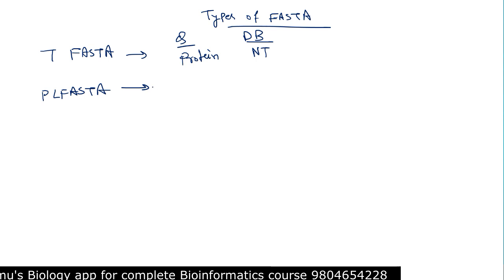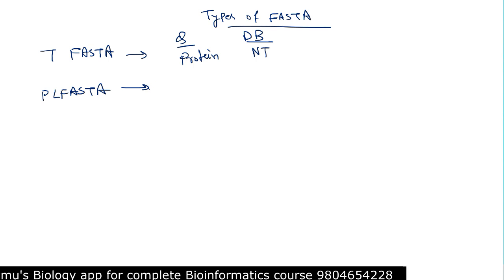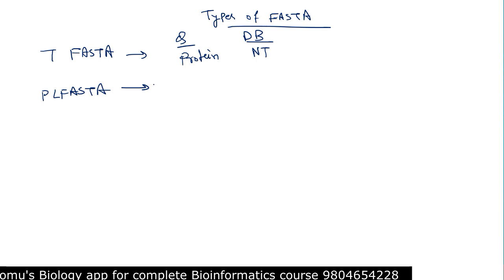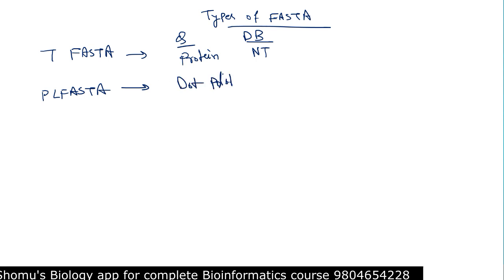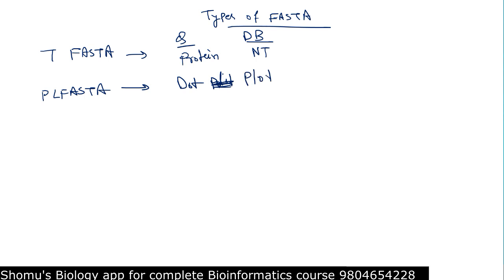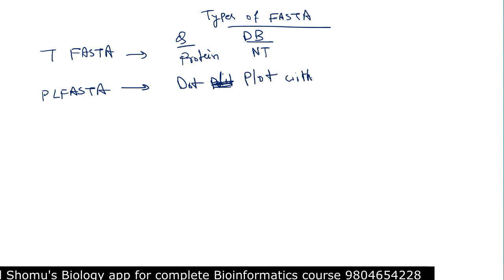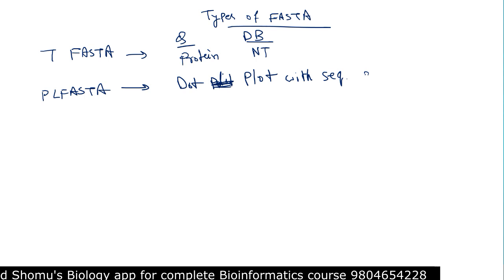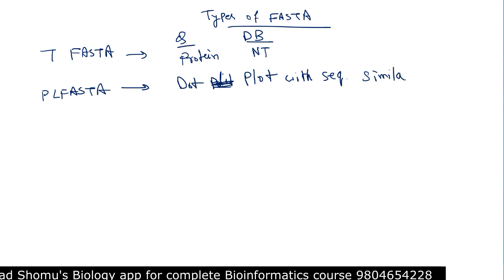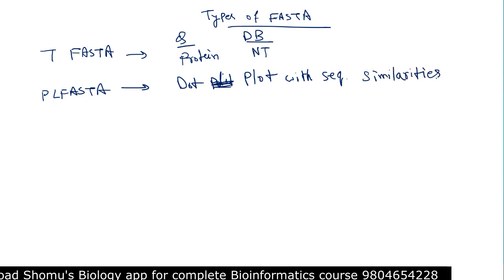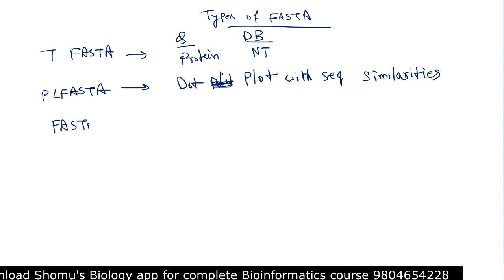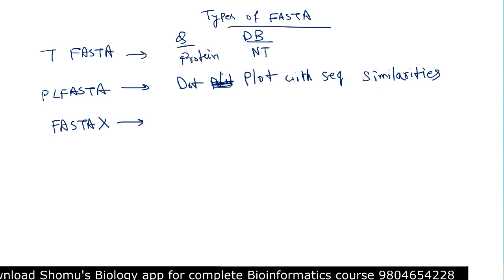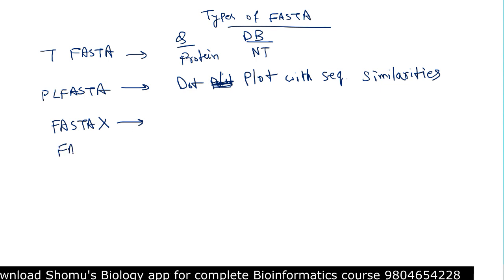PL-FASTA represents a dot matrix plot, so a dot plot, a dot plot with sequence similarities. Then there are FASTA X and FASTA Y.